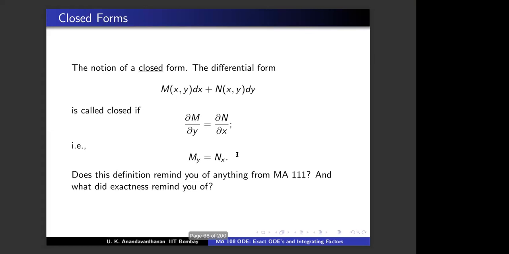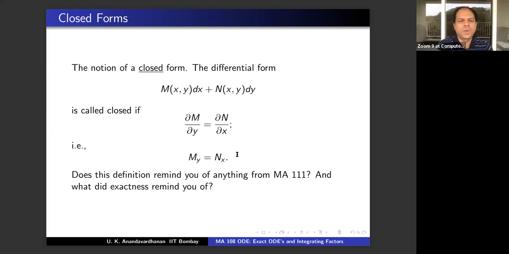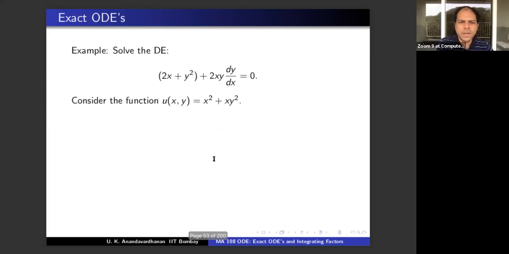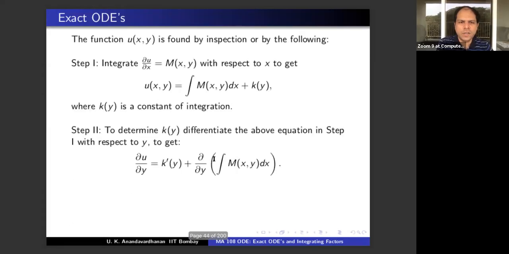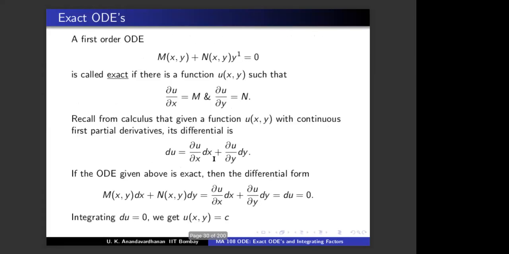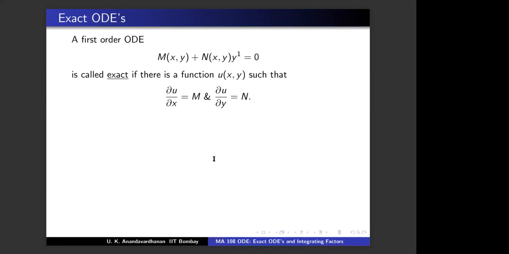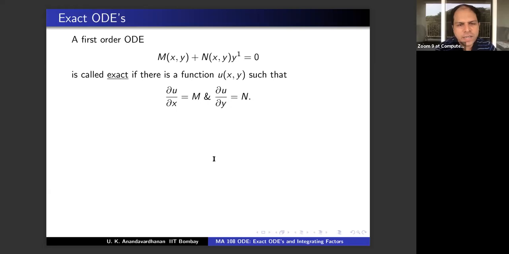Now let me ask you the question. What did exactness remind you of? Exactness, closed form, both look like the same. No. Closed is this. Del M by del y is del N by del x. So curl is 0. Curl of that vector field is 0. If I take M equal to del u by del x, then it's satisfying everything. Yeah, but what is exact? Go back to the definition of exact. It is the gradient of the function. (M, N) is the gradient. Like a directional derivative. Yeah, so gradient.